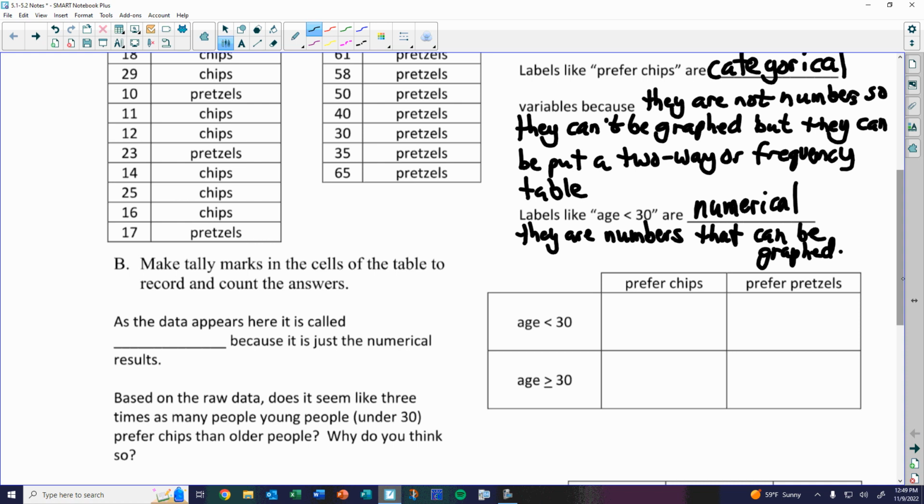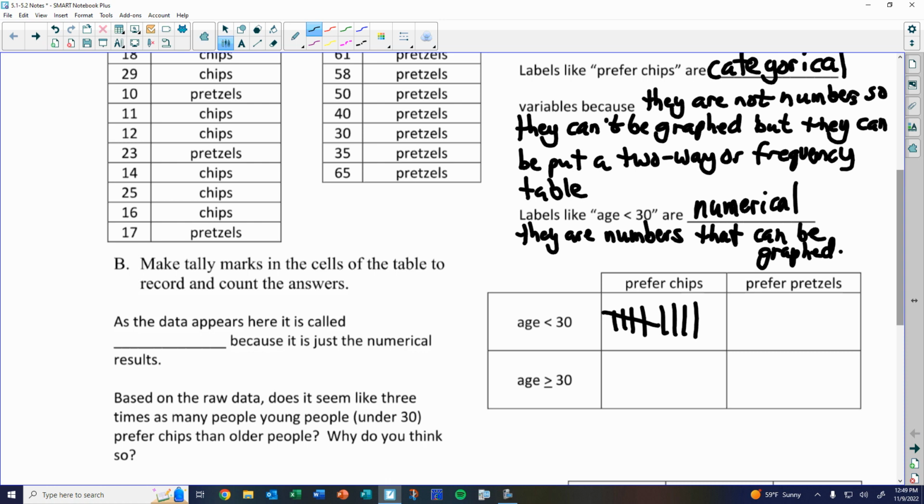All right, if you look at the table, we're going to put tally marks in the cells of the table. Count up the number of people who prefer chips that are under the age of 30, so 29 or less. How many people is that? 9, right? Now if we write tally marks for 9, the line goes through for 5. That's 9 in tally marks.